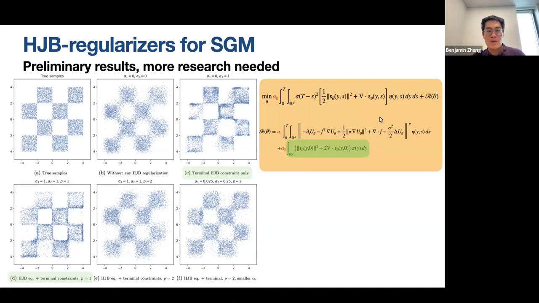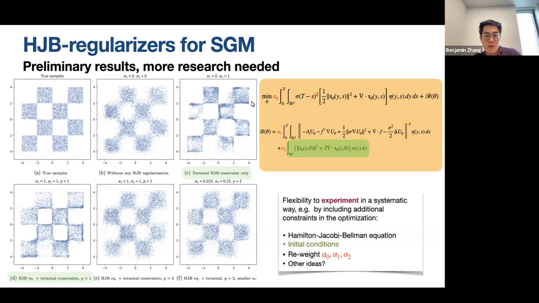And depending on how you turn on and off these different terms in your regularizer, you'll get different quality generative models, most of which, or some of which, are better than doing it without any regularization. So this becomes a way of experimenting with different parameters, or adding different constraints into the optimization. Once you have this, there's a whole new world of tuning your generative models in a better way, because what score-based generative models fundamentally do is solve this Hamilton-Jacobi equation. So why not just tell it that information as it's training?